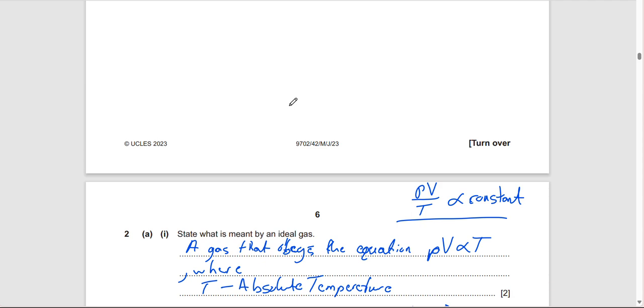Okay, sorry, there was a mistake that happened. So for question 2, state what is meant by an ideal gas. An ideal gas is a gas that obeys the equation PV is directly proportional to T, where T is the absolute temperature. You have to state what T is so that you get that second mark. You can also state PV over T is directly proportional to a constant. I'm sure you should also get that mark as well.